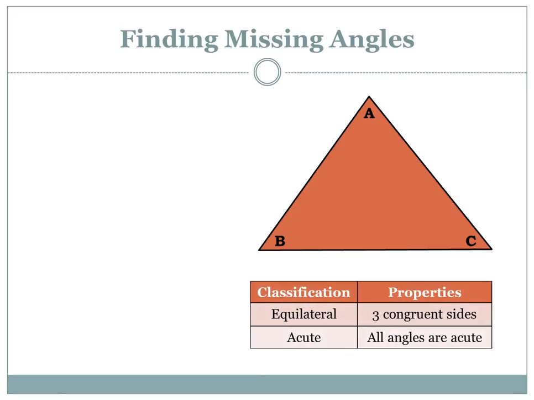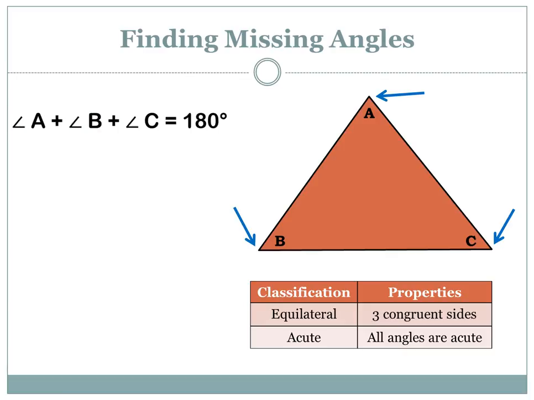This is an acute triangle, so all of its angles will be less than 90 degrees. This is also called an equilateral triangle because it has three congruent sides. If a triangle has three congruent sides, then it also has three angles that are congruent. This means the measure of each angle will be the same.